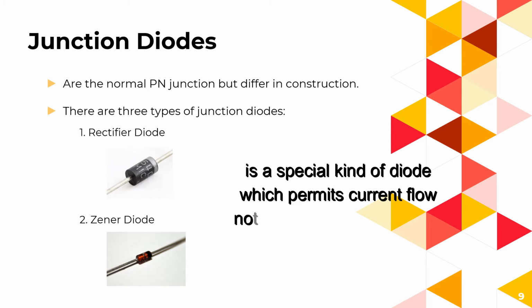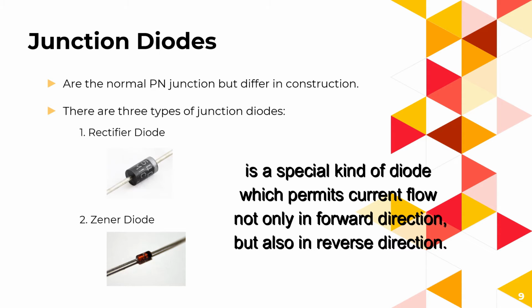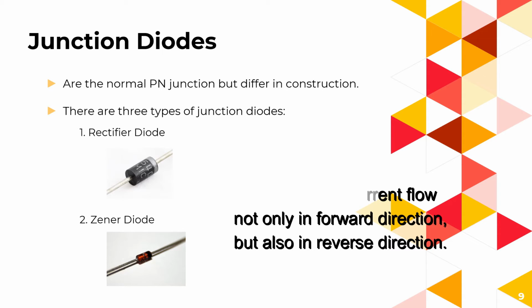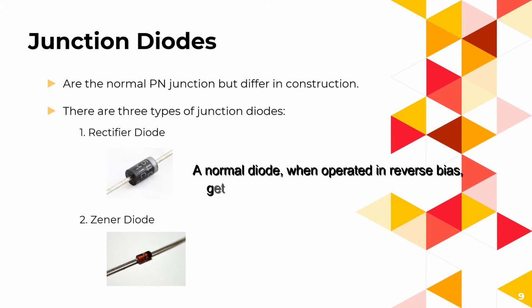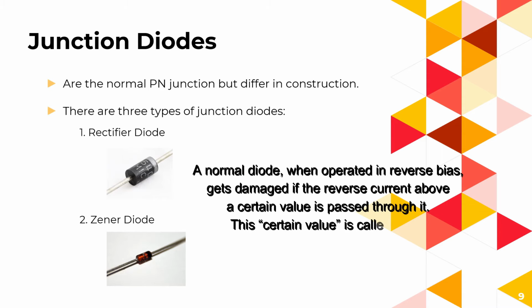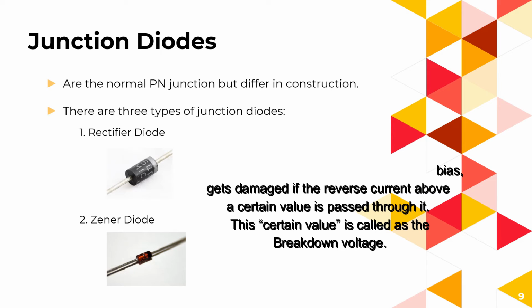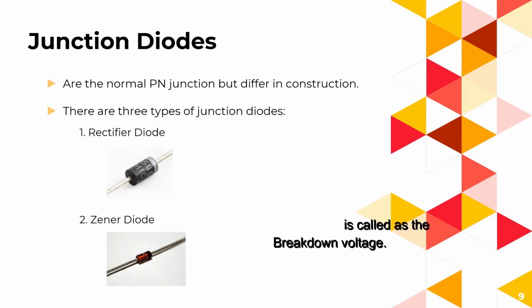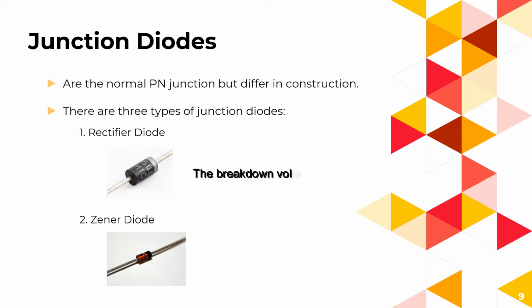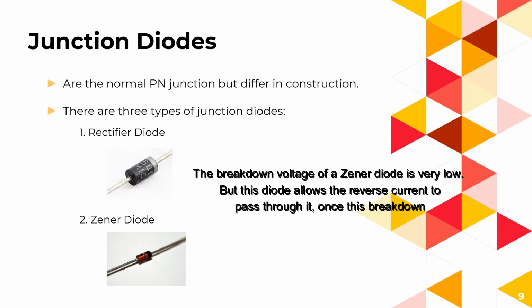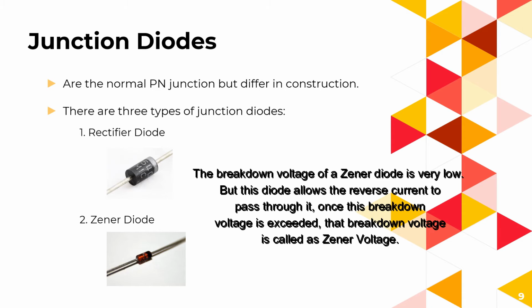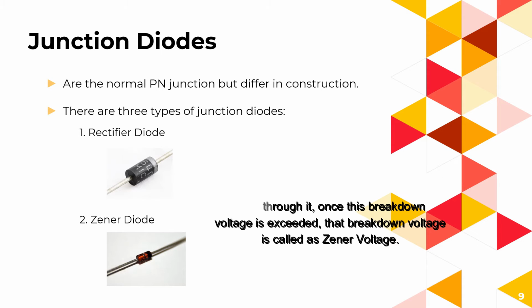Zener is a special kind of diode which permits current flow not only in forward direction but also in reverse direction. A normal diode, when operated in reverse bias, gets damaged if the reverse current above a certain value is passed through it. This certain value is called the breakdown voltage. The breakdown voltage of a zener diode is very low, but this diode allows the reverse current to pass through it. Once this breakdown voltage is exceeded, that breakdown voltage is called a zener voltage.